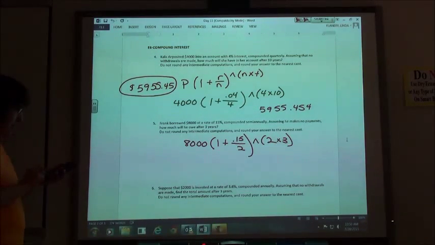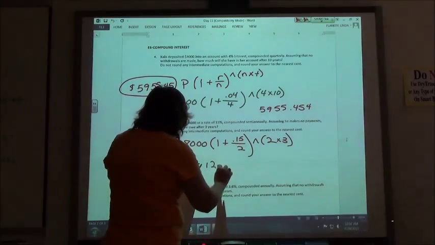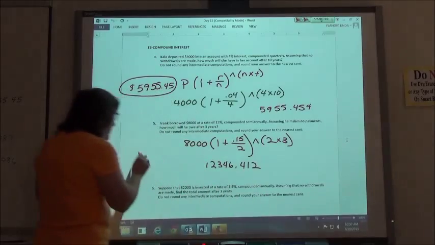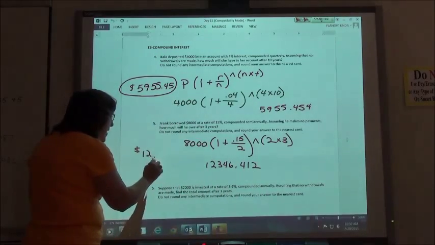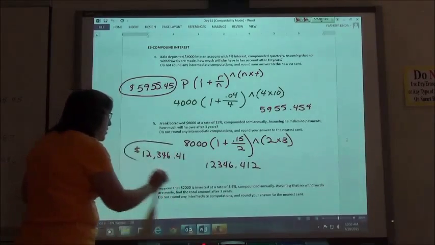So 8,000 parenthesis 1 plus 0.15 divided by 2, the parentheses 2 times 3, and I get 12,346.412. So after 3 years, I pay back $12,346.41.